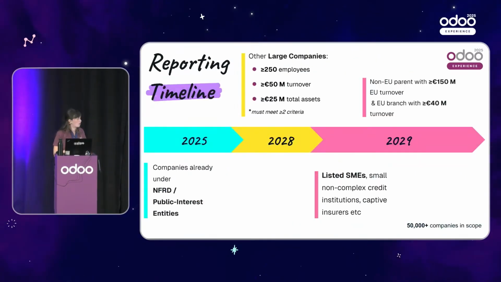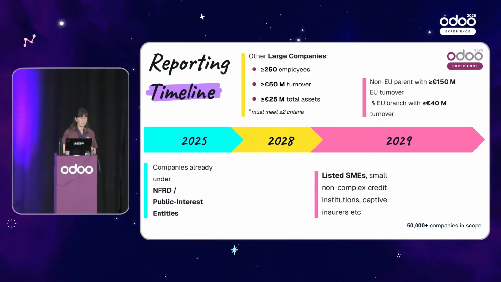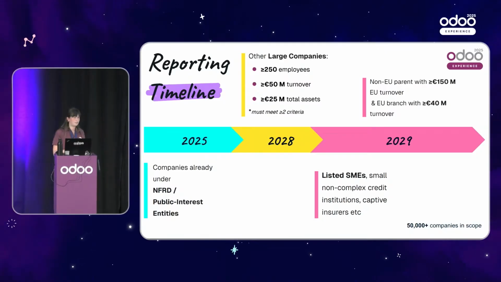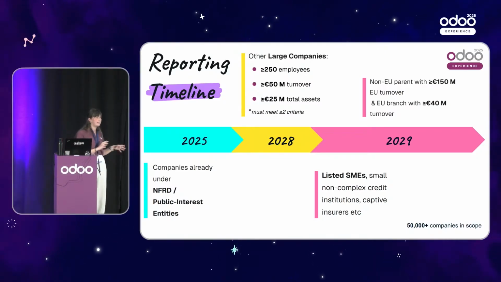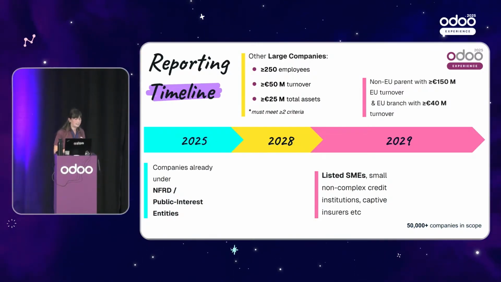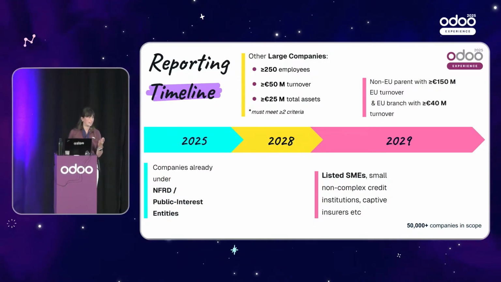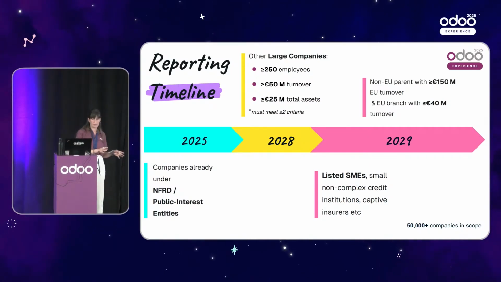So this is the reporting timeline. Now in 2025, we already have some reports, like the first CSRD report, because the companies that already needed to report on the NFRD, the Non-Financial Reporting Directive, will have to report on the CSRD for that year and report on the 2024 year.